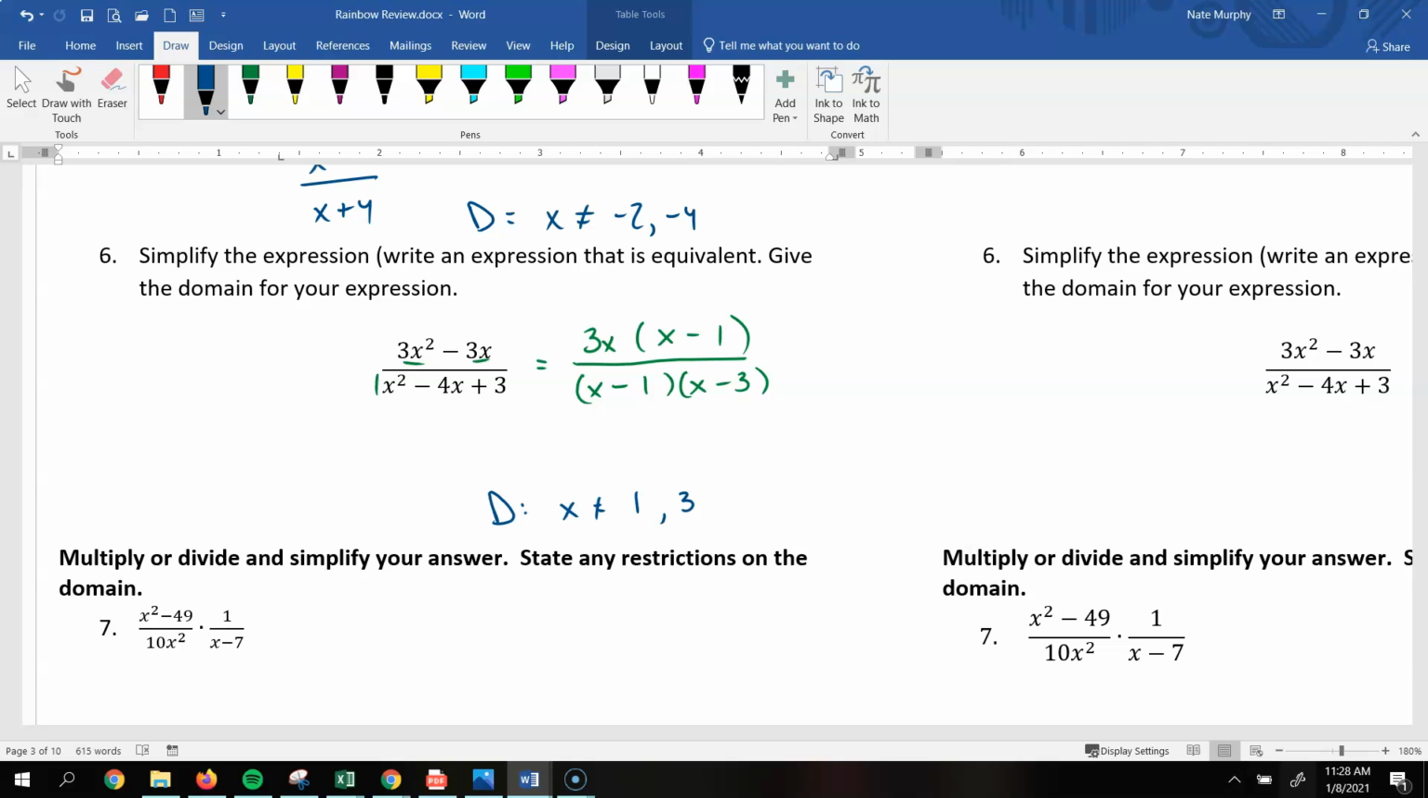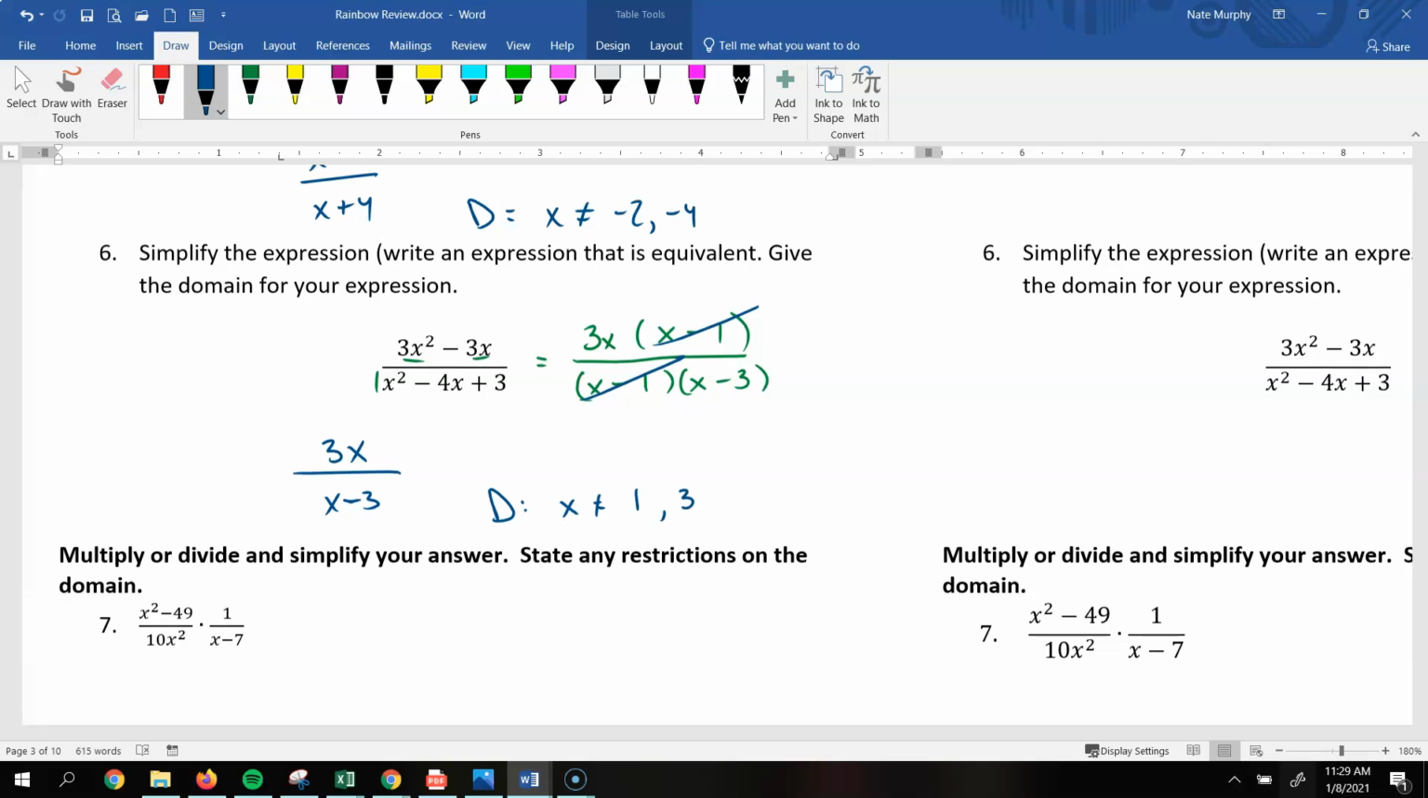So now let's look at how we could simplify this. So I see the x minus 1's cancel out, leaving me with just the 3x in the numerator and the x minus 3 in the denominator. So that would be your simplified form for that fraction.